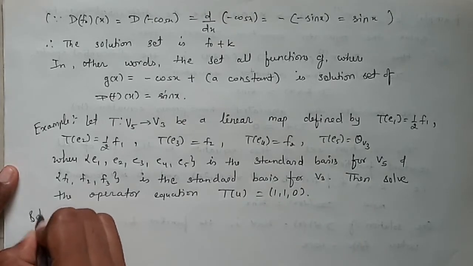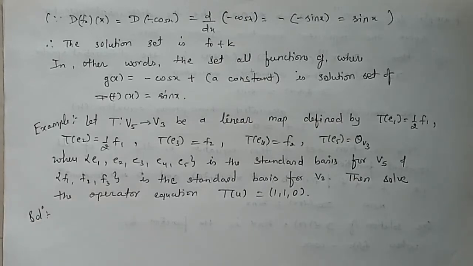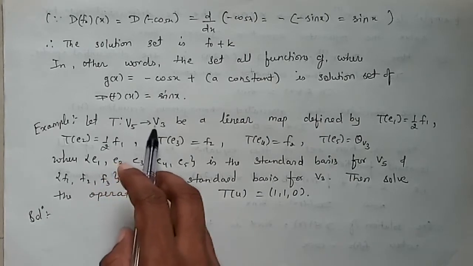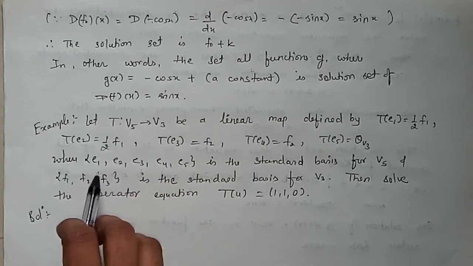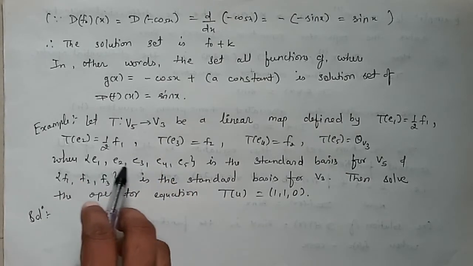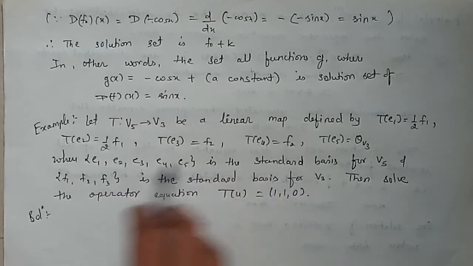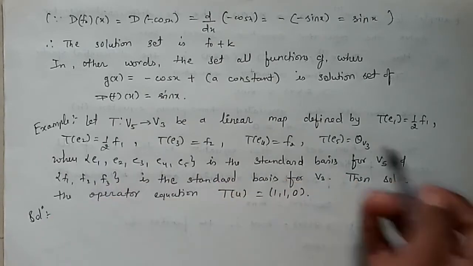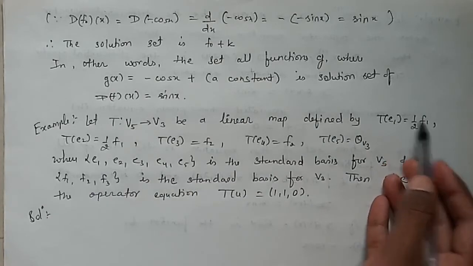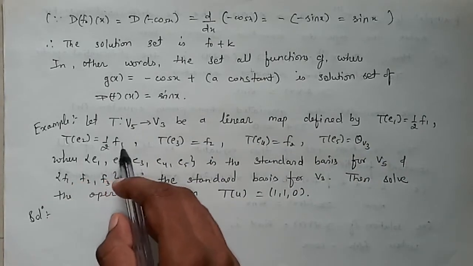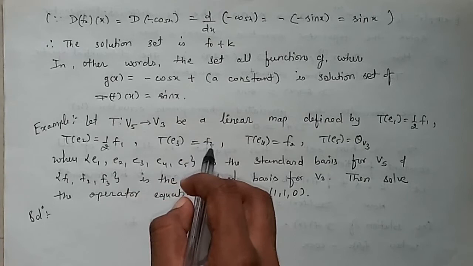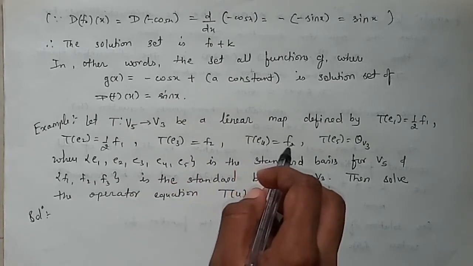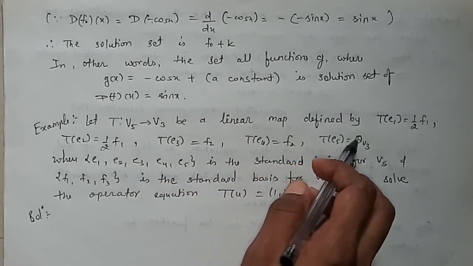Now solution. Before starting its solution, let us first understand what is given in the question. So T is the mapping from V5 to V3. V5 has standard basis E1, E2, E3, E4, E5, and F1, F2, F3 are the standard basis of V3. T of E1 is defined as 1 by 2 F1, T of E2 is defined as 1 by 2 F1, T of E3 is defined as F2, T of E4 is defined as F2, and T of E5 is defined as theta V3.